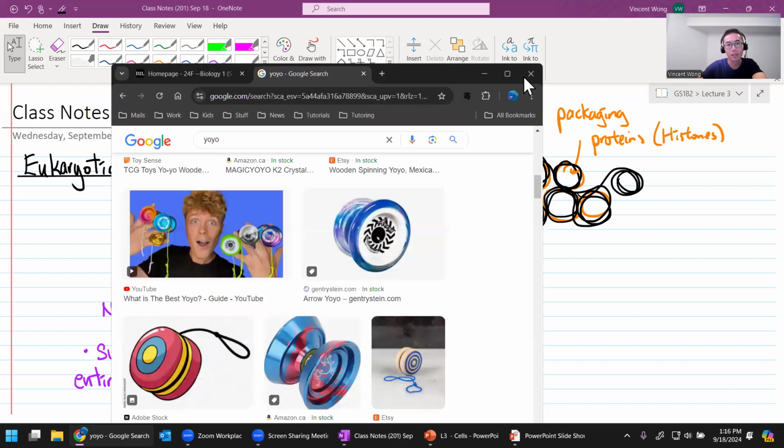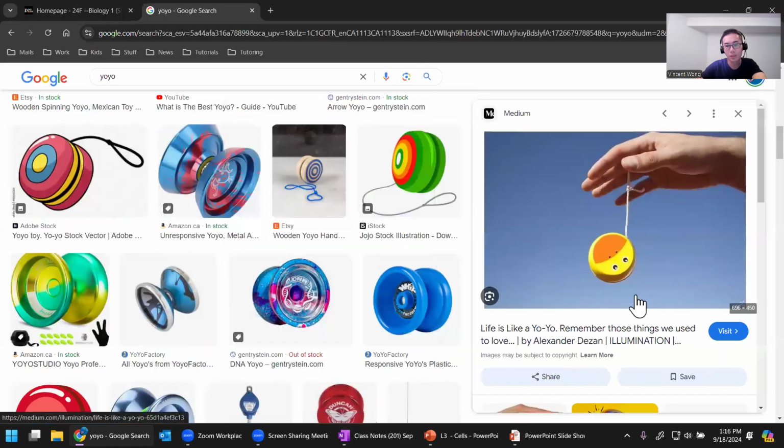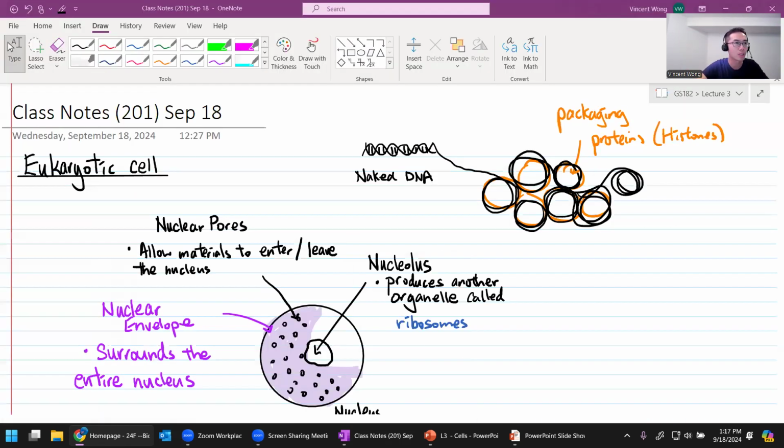It's like a yo-yo, right? The thread here is like the DNA, and the yo-yo part of the yo-yo, I guess, is the histone proteins. You can take the string and wrap it around the yo-yo. Except it's not just one yo-yo, it's many yo-yos, same rope. Once you run out of space, you continue on another one, and then another one, and eventually you get a bunch of DNA looped around these packaging proteins.